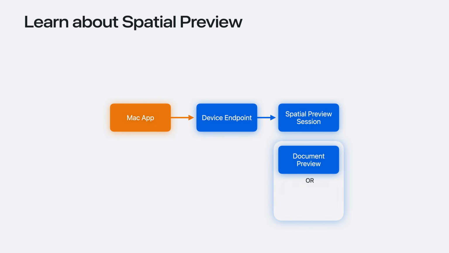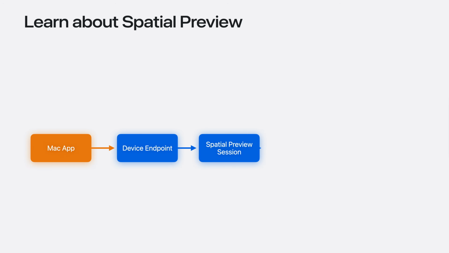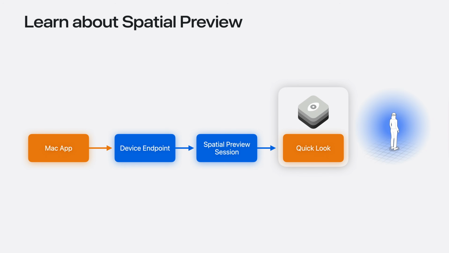Next, create a spatial preview session for the content. There are two types of preview sessions. Document preview sessions cover types like spatial photos, videos, and document types like PDF. USD preview sessions handle 3D content. Once the session starts, Quick Look is launched on Vision Pro, and the content your app provides to the session appears. No code is required on visionOS to set this up.